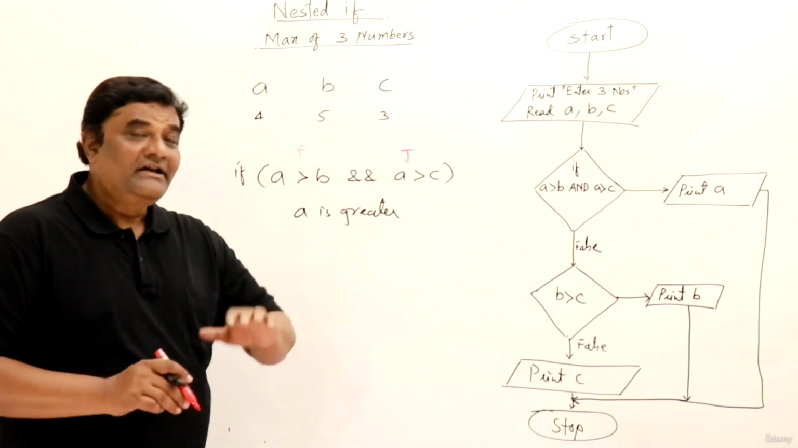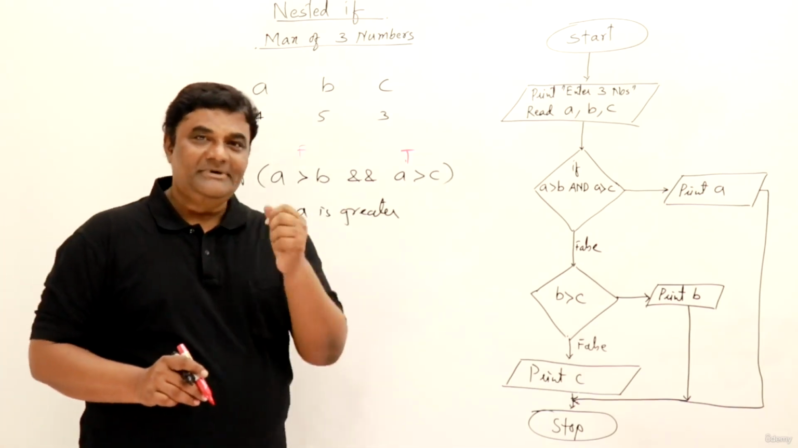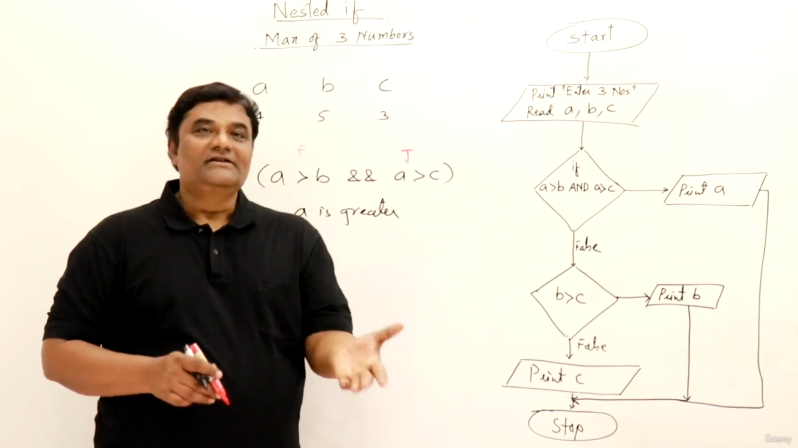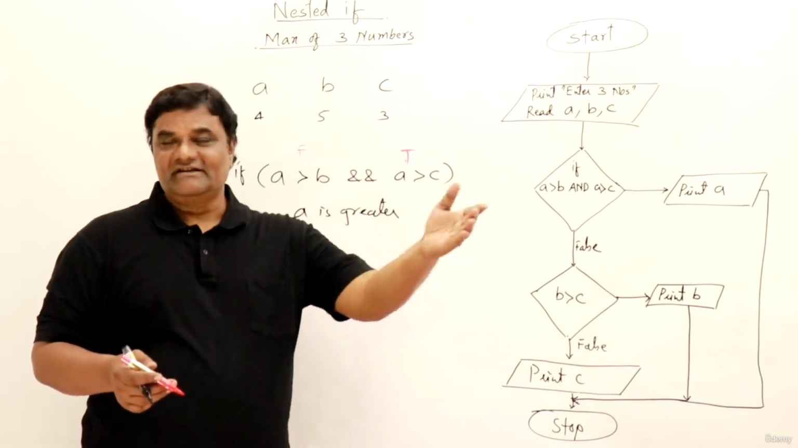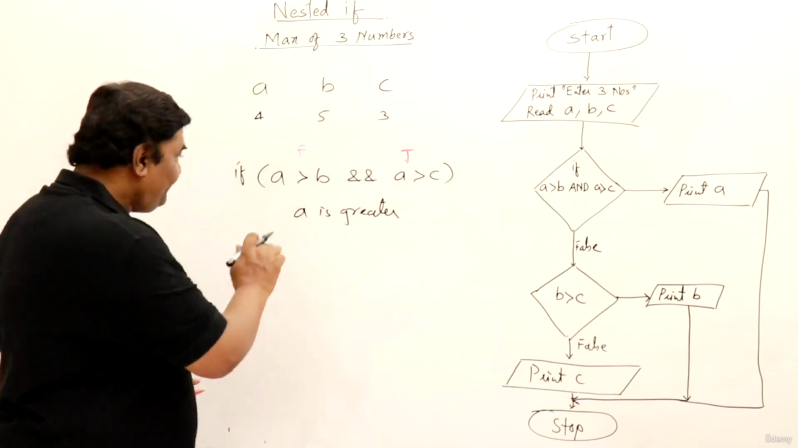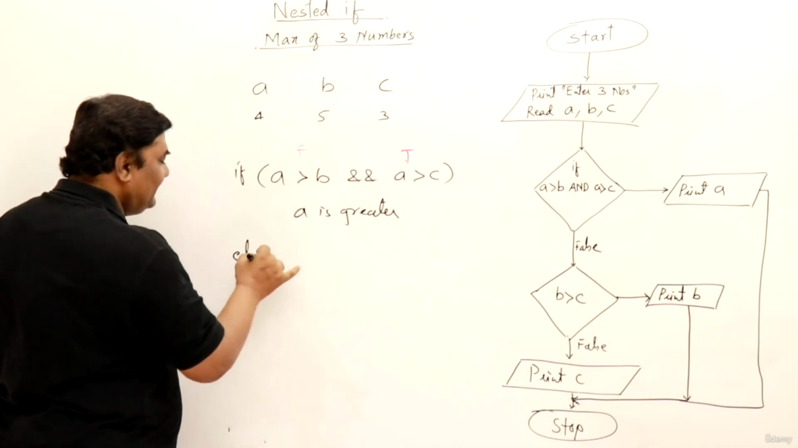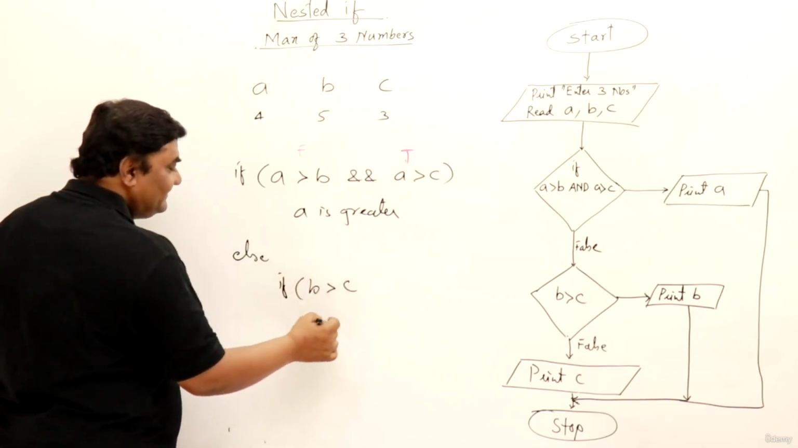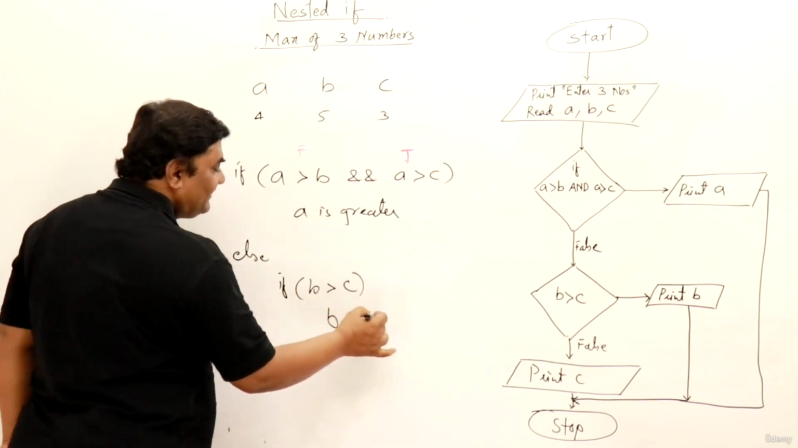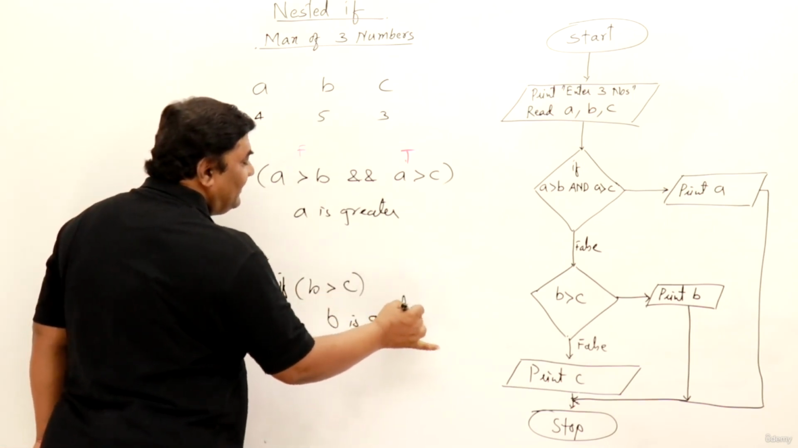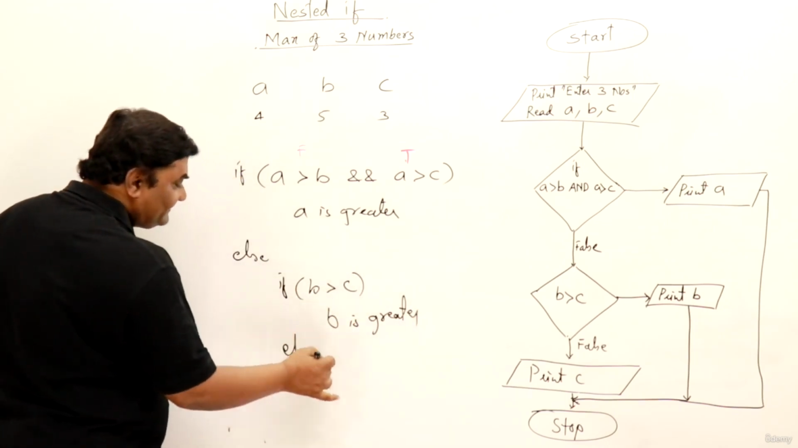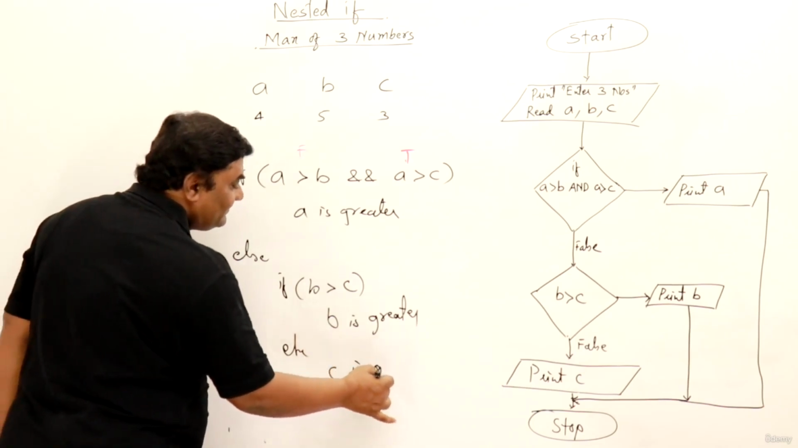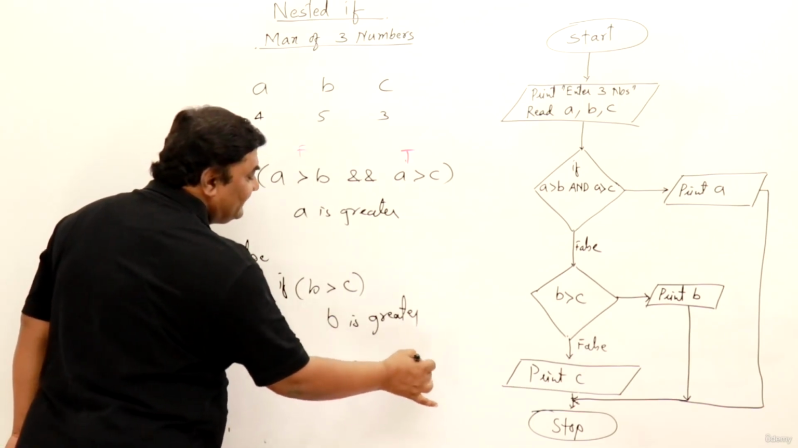Then who is greater? If A is not greater, then two are remaining: B and C. So either B is greater or C is greater. Let us compare them. Afterwards, else, if B is greater than C, then B is greater. And in this also else, C is greater. I am just writing pseudocode-like thing.